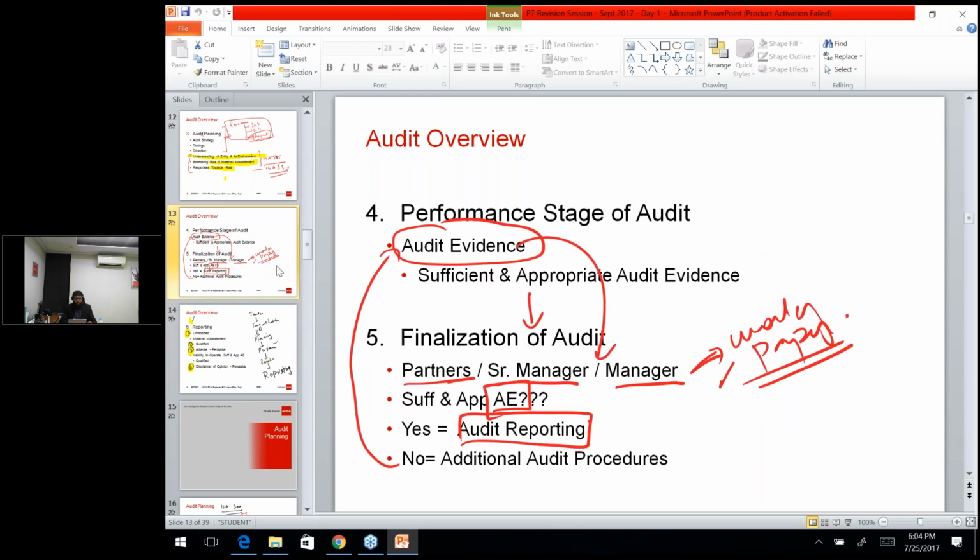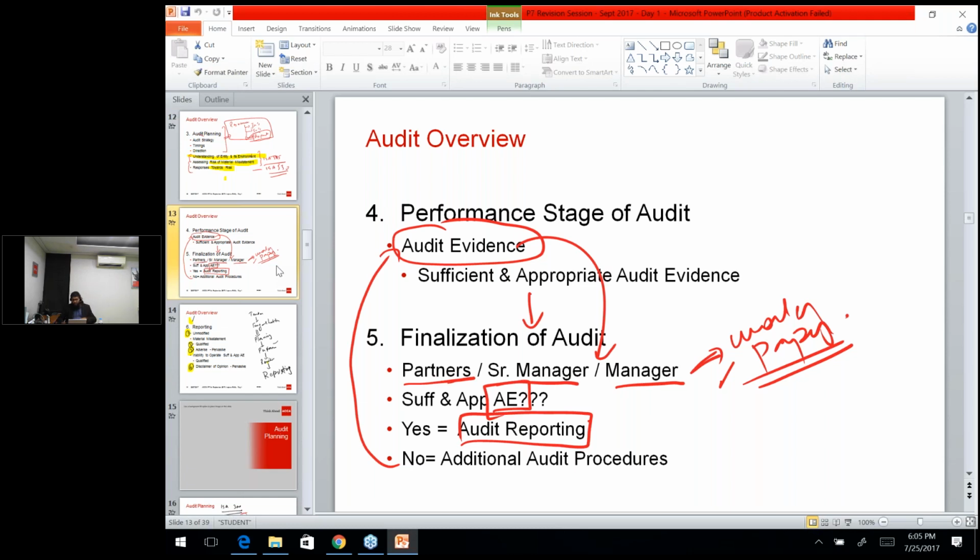Then we talked about how, once you have planned for the audit, the second step is the performance stage of the audit, where you perform the audit procedures. What do we mean by performing the audit procedures? It means that you identify the risk, and once you have identified the risk, you try to figure out if those risks really pertain or not. So we talked about that.